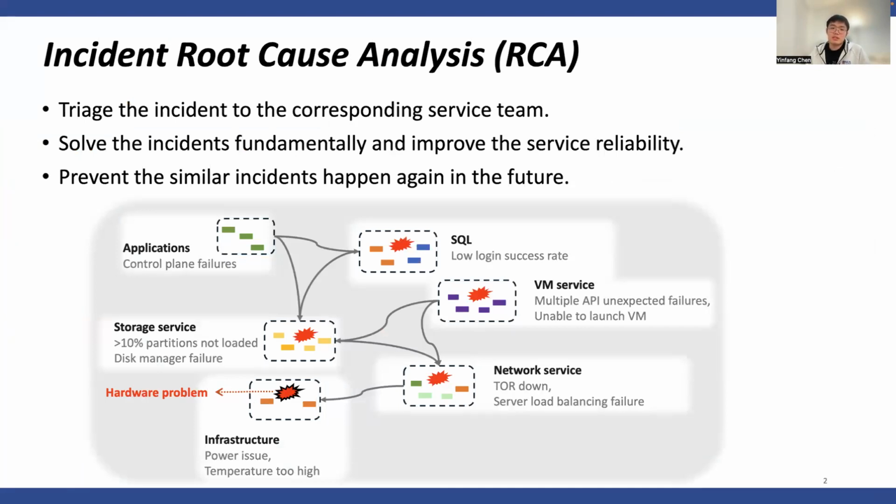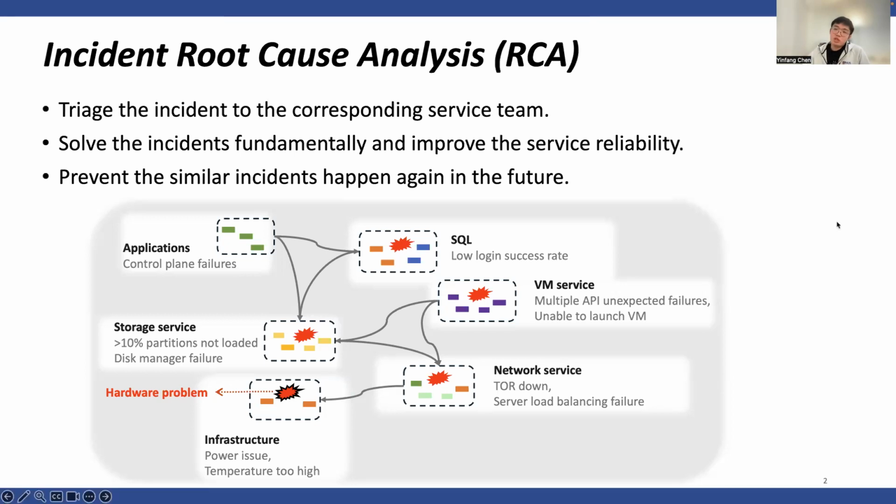So when an incident comes, there is a very important procedure named incident root cause analysis, basically RCA. Root cause analysis tries to triage the incident to the corresponding service team, where experts or engineers responsible for the incident can fix and mitigate it. RCA can also help solve the incident fundamentally because we know the real root cause, so we can improve service reliability. And RCA can prevent similar incidents from happening again in the future.